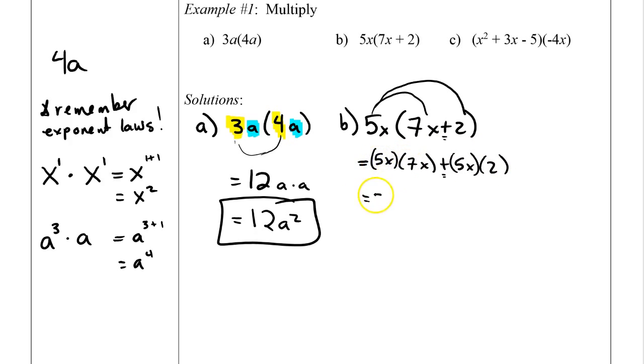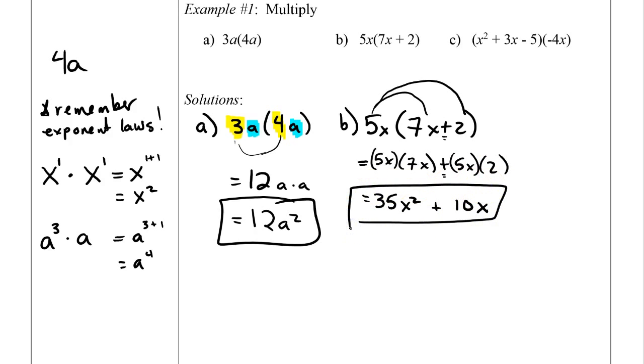5 times 7 is 35. X times x is x squared. 5 times 2 is 10. X times, well, nothing is just x. That's my answer. Put a box around it.